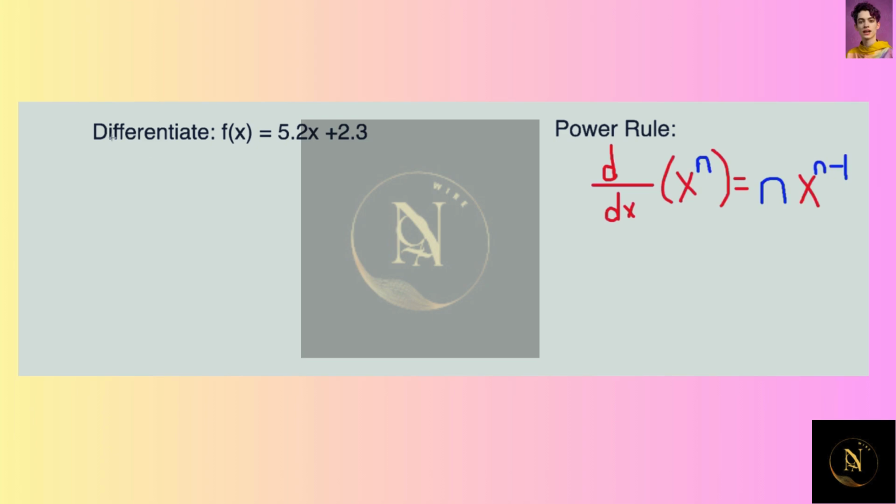Okay, so for this problem, we want to differentiate f(x) = 5.2x + 2.3. This is a nice linear function. Anytime we have a linear function, we can just use the power rule to differentiate.